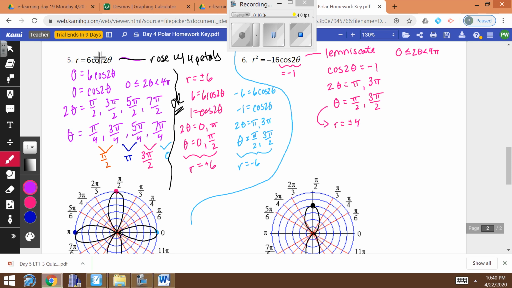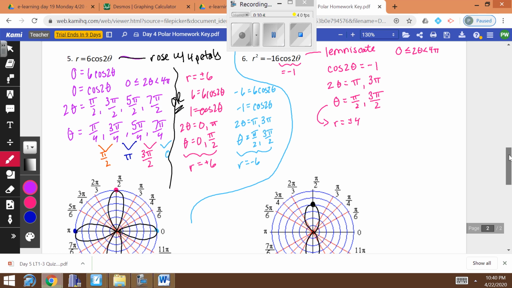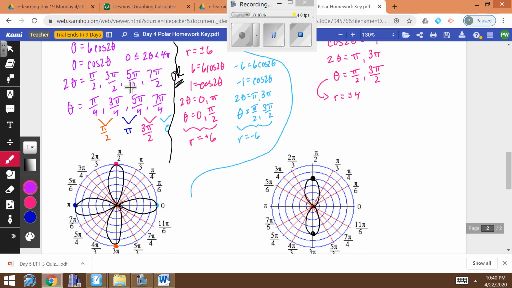It's double on there. So again, I did it both ways on here. I set it equal to 0, and we find out the middle parts of it right there. Again, those are not where the petals are. That's where it crosses through the pole. But we know that if it crosses through at pi over 4 and 3 pi over 4, for example, it has to have a petal halfway between at pi over 2. So that's how I came up with those 4 petals.